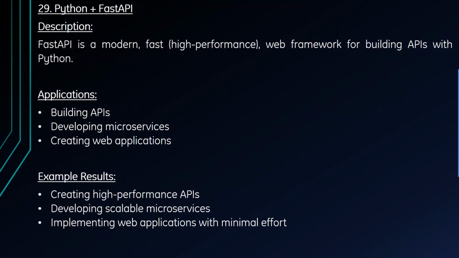The next one is FastAPI. FastAPI is a modern, fast, which is high performance, web framework for building APIs with Python. Applications that we can use are building APIs, developing microservices, creating web applications. As examples of FastAPI, we can create high performing APIs, develop scalable microservices, and implement web applications with minimal effort.